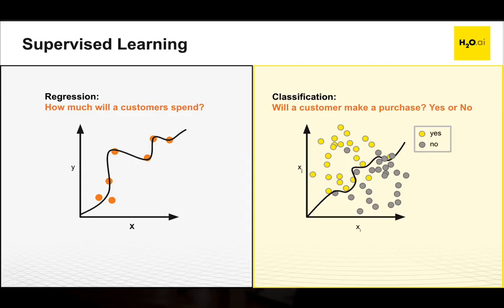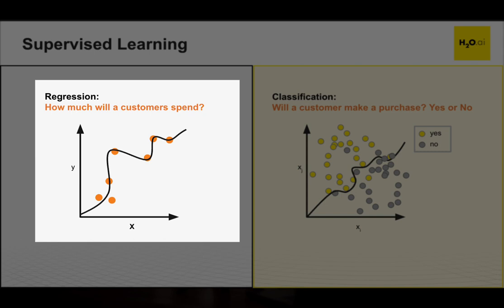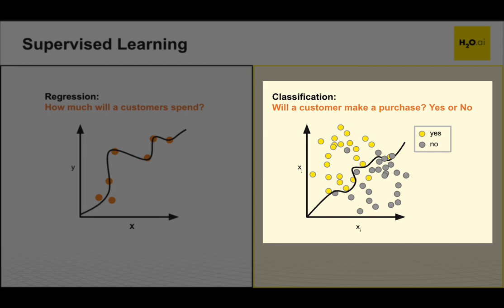So, to come back to our supervised machine learning use case, if you are predicting a number, such as how much will a customer spend, then you are dealing with a regression use case. If you are predicting a category, such as whether a customer will make a purchase or not, then you are dealing with a classification use case.